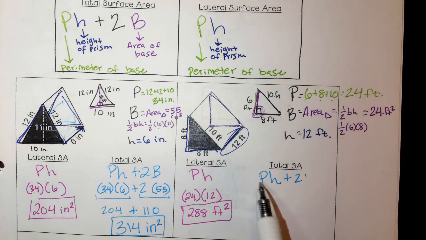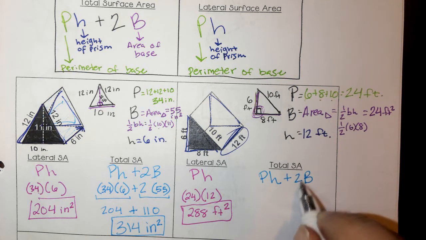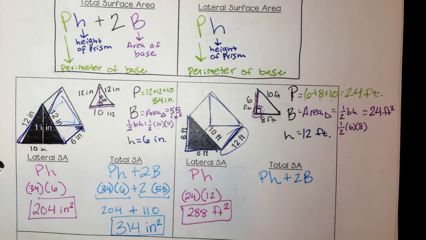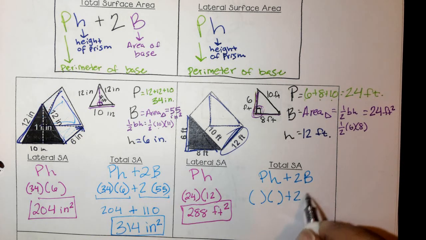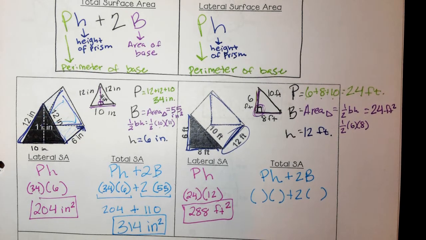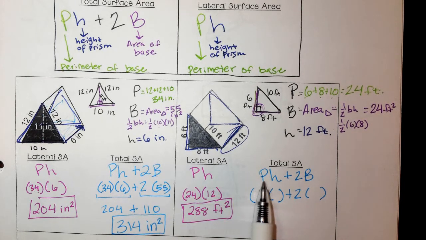Perimeter of the base times the height of the prism, plus the area of the base times 2, and that's because we have 2 bases. So putting a bubble or a set of parentheses everywhere I see a variable will allow me to make sure I have all my numbers in the correct spots.